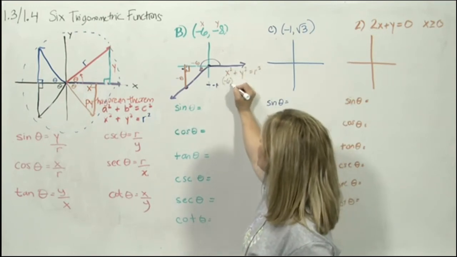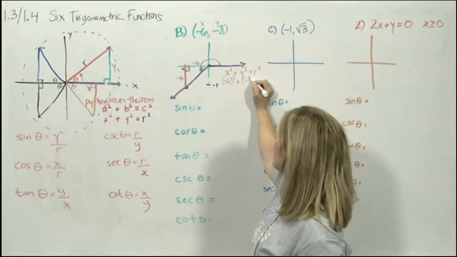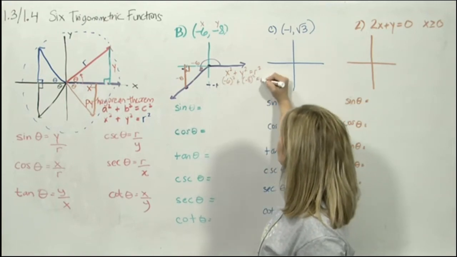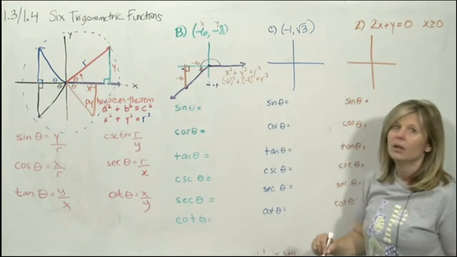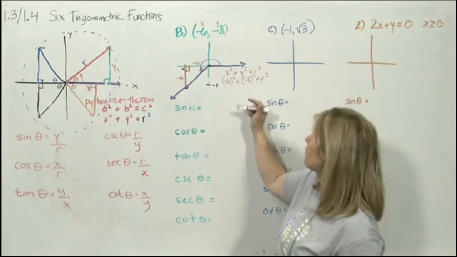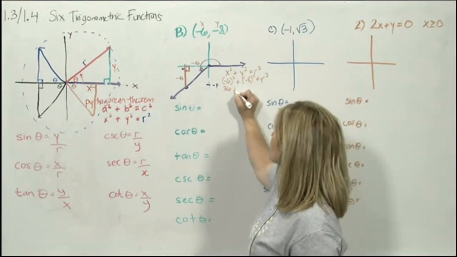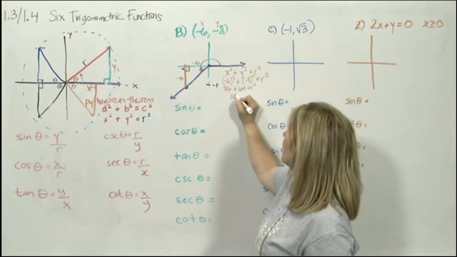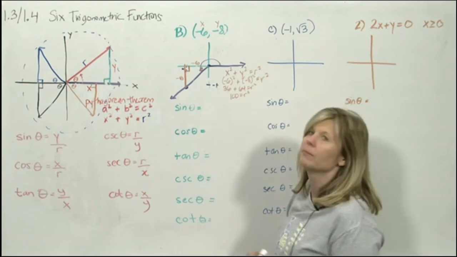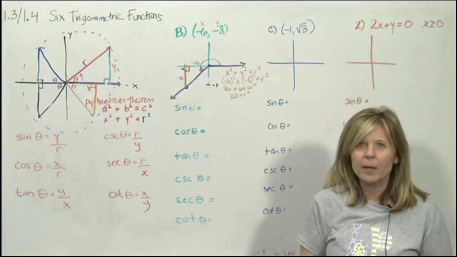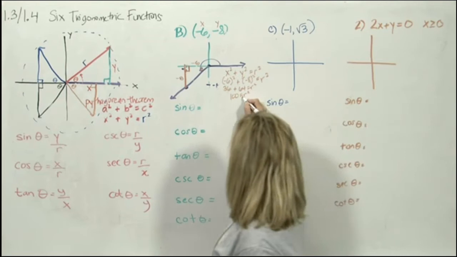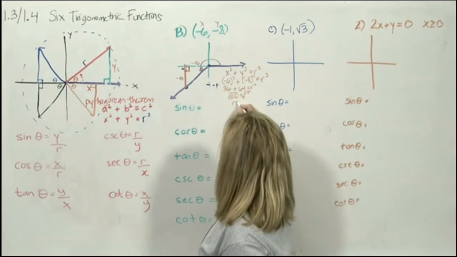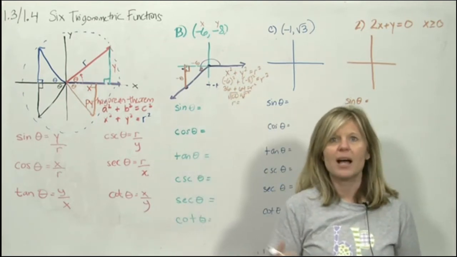X is negative 6. Y is negative 8. According to order of operations, we square first. Negative 6 squared is 36. Negative 8 squared is 64. We add them up. We get 100 equals r squared. How do we get rid of square, people? Good. We square root. What is the square root of 100? It's plus or minus 10.